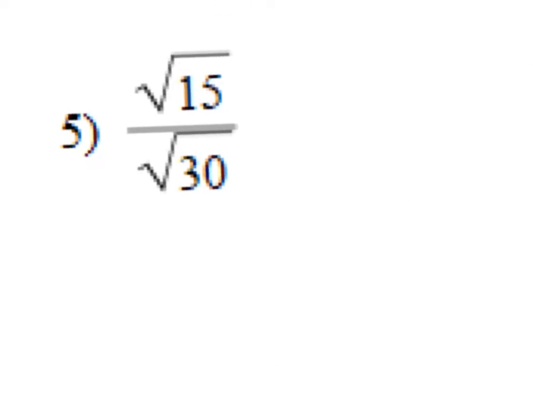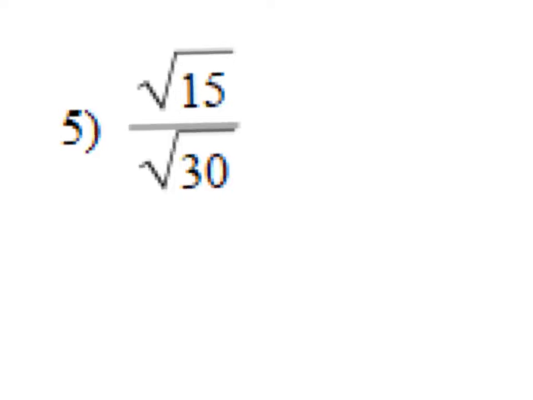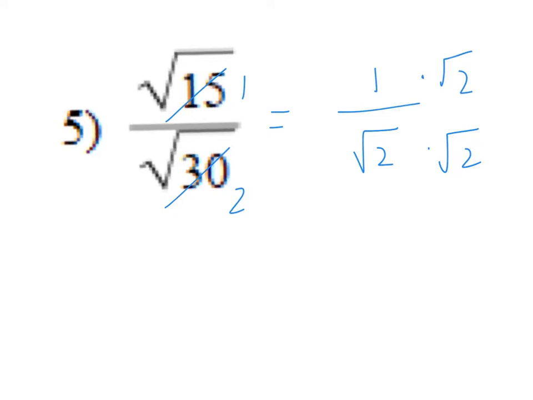Okay, on number 5, again, if I can reduce, I'm going to reduce, and I can here in this case. It goes to 1 and 2. So if I look here, the square root of 1 on top is just 1. I still have the square root of 2 on bottom, so I'm going to go ahead and multiply by radical 2 on top and bottom.